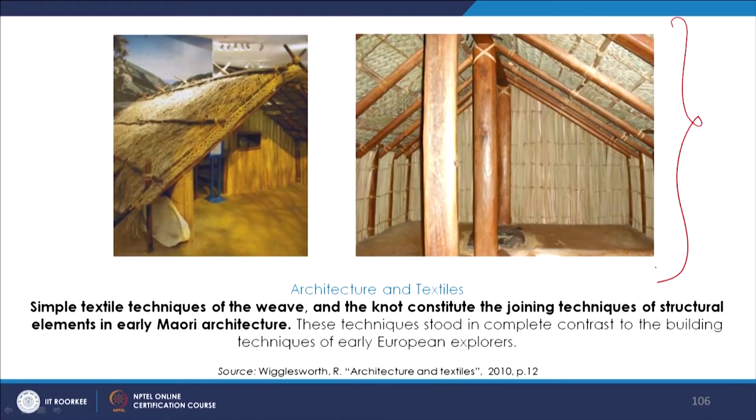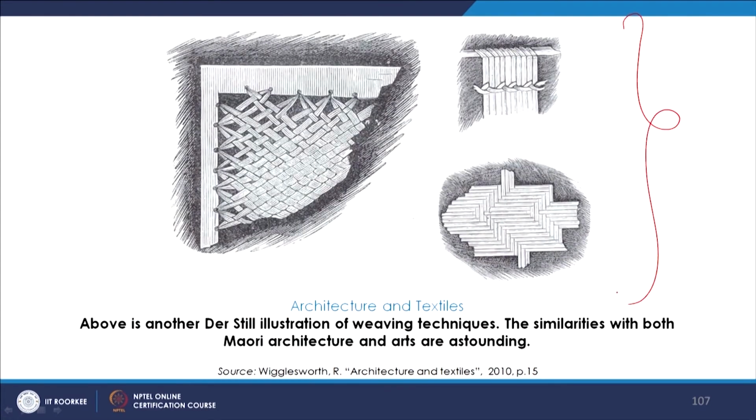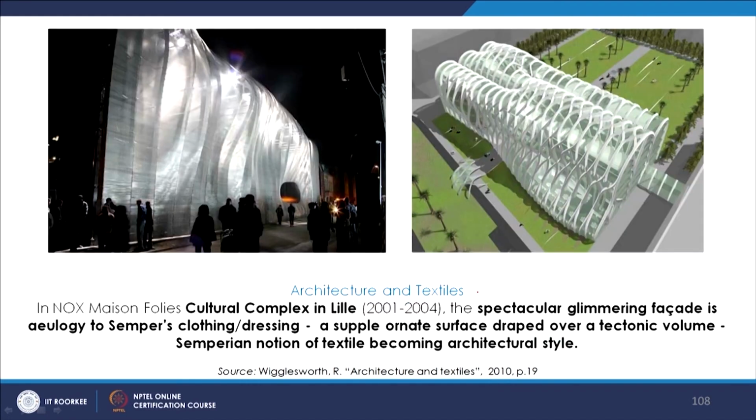Some more examples from Maori architecture, a community that builds for their own living, and simple textile techniques of weave and the knot. They constitute the joining techniques of structural elements. So, we see that in this architecture over here. Again, some more illustrations we see over here, weaving, structural implications. These are some contemporary examples.